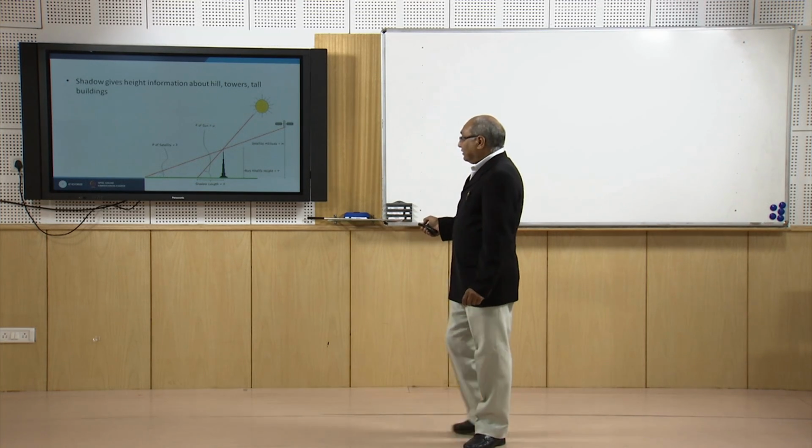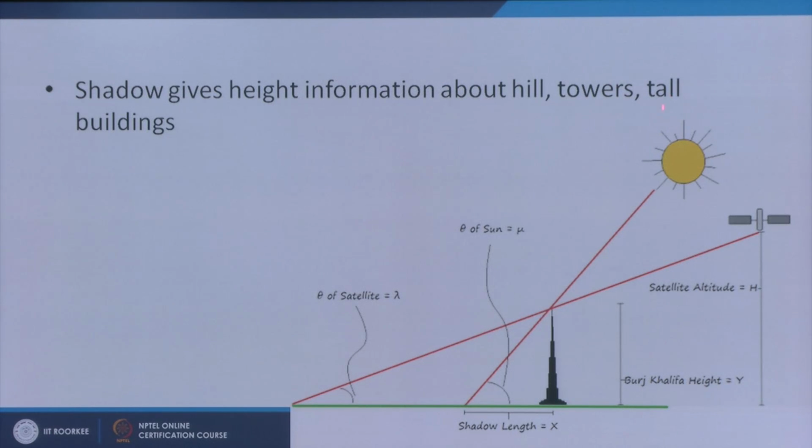As I have mentioned, the shadow gives height information about hills, towers, tall buildings, etc., and if we know the altitude of the satellite and the angle, then the shadow can give you estimations of the height, as demonstrated here.